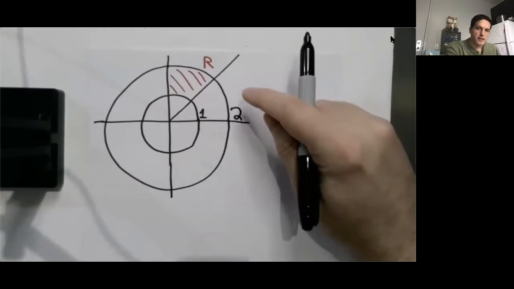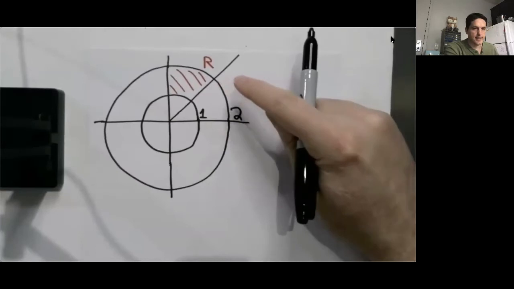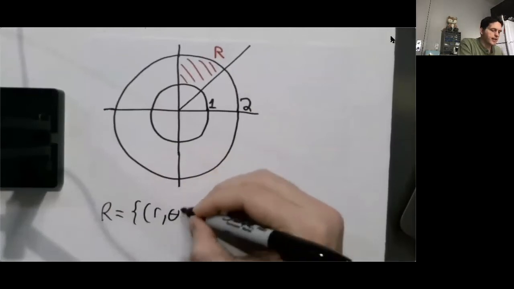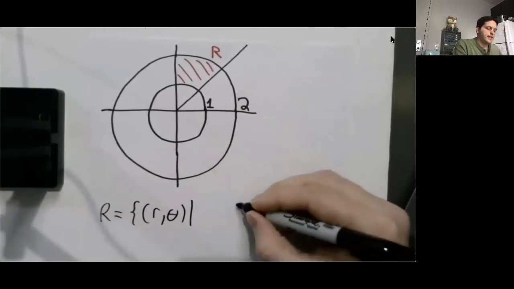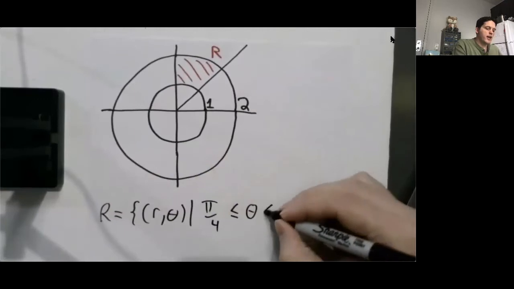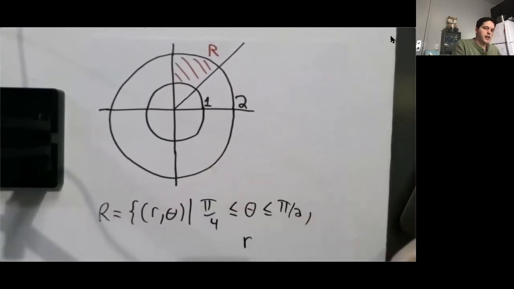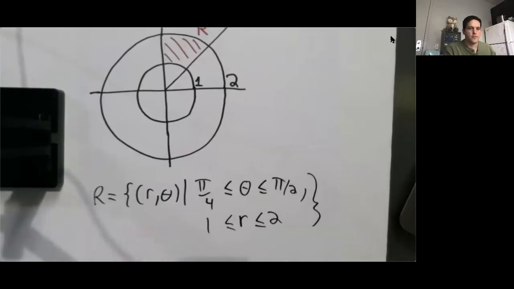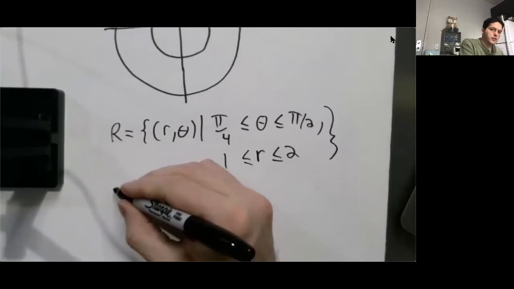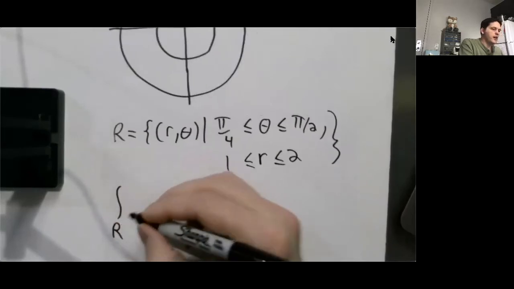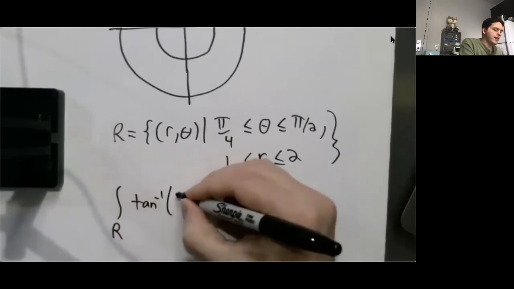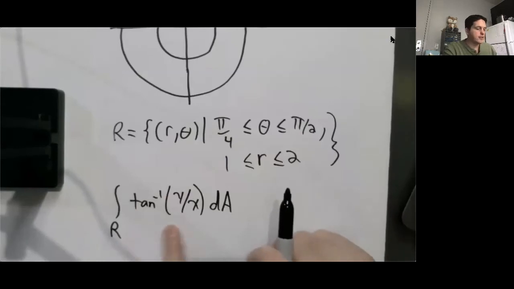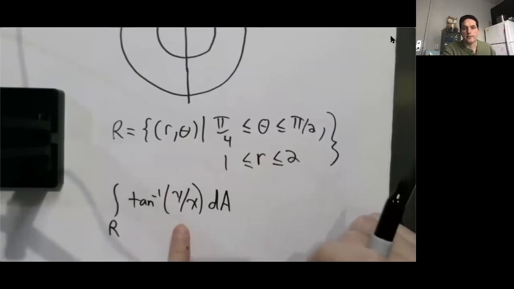In this final example, we're going to integrate a function f over this region R, which is highlighted in red. This region R can be described using polar coordinates as the set of all points r theta, such that theta is in between pi over 4 and pi over 2, and r is in between 1 and 2. This region R is a polar rectangle. And here's the function that we want to integrate. We want to do the integral over R of the function inverse tangent of y over x dA. And it looks like it might be quite difficult to evaluate this integral, but things are going to simplify very nicely when we use polar coordinates.